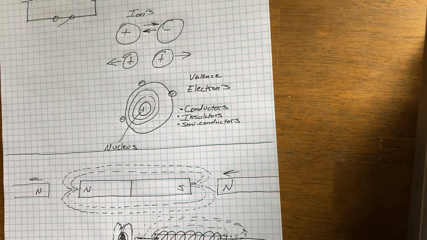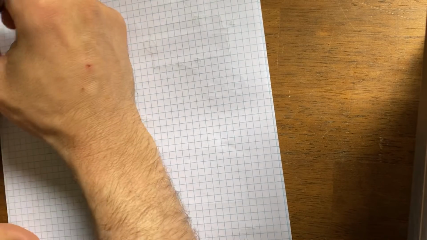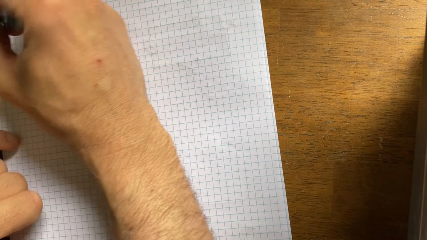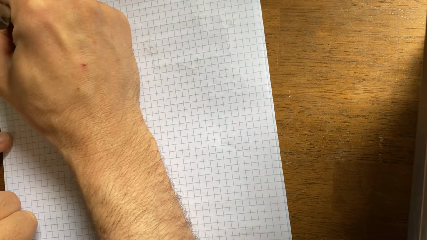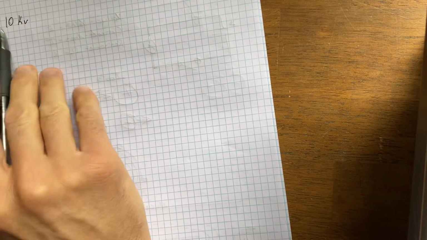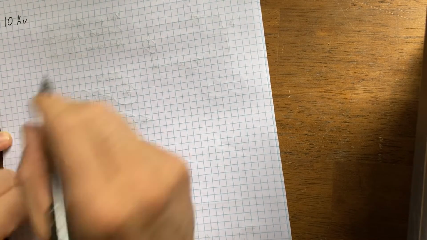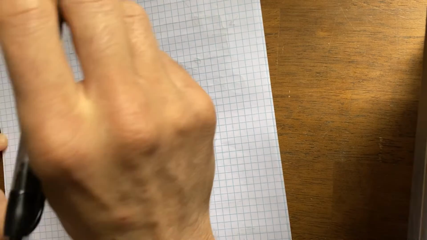So how does electricity get from one place to the other? Typically you have a generation point, let's say a hydroelectric power plant, and let's say it produces 10,000 volts. K is 1,000 volts, so 10 kV means 10,000 volts.